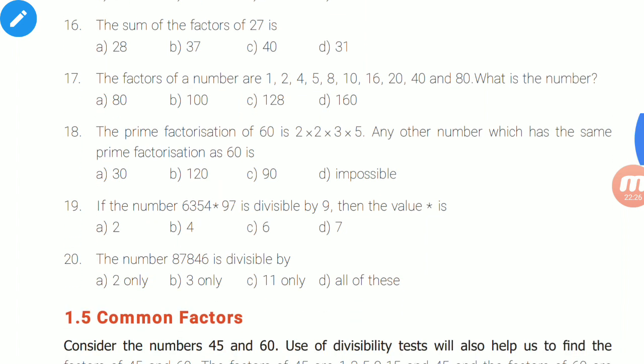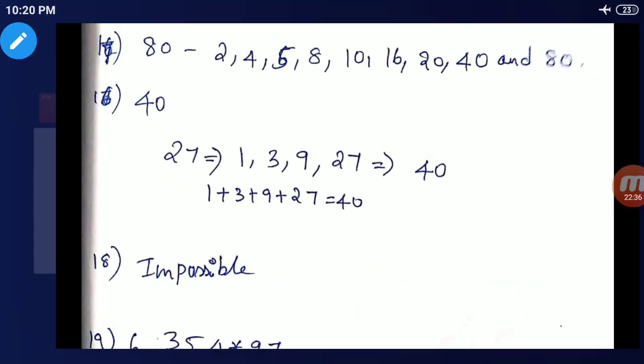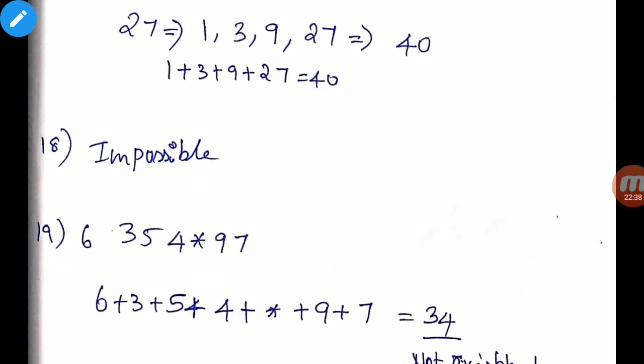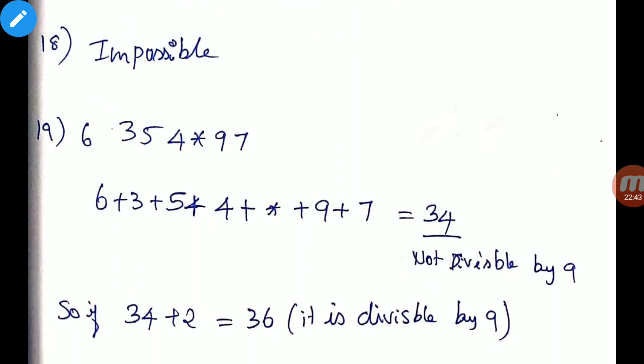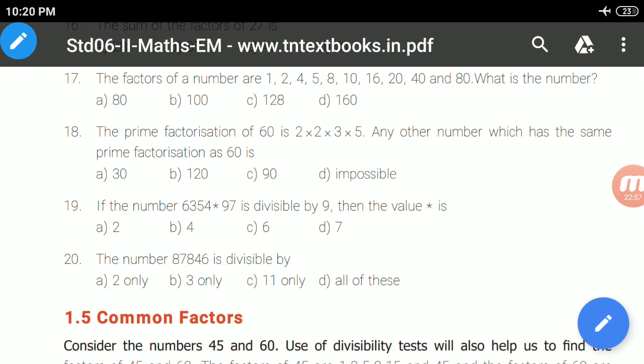Okay. If the number is 6354*97, and the star number makes it divisible by 9, what is the value of star? A very simple answer. If you add 6 plus 3 plus 5 plus 4 plus 9 plus 7, you will get 34. So 34 is not divisible by 9. What do you have to add to get a number divisible by 9? The nearest value, you see. If you add 2, you will get 36, so it is divisible by 9. You check with the answer, 2 is there. So if you add 2, it will be divisible by 9.